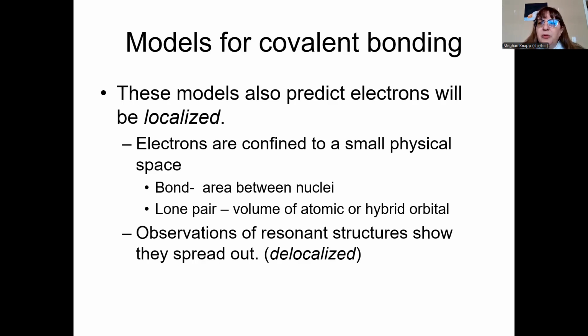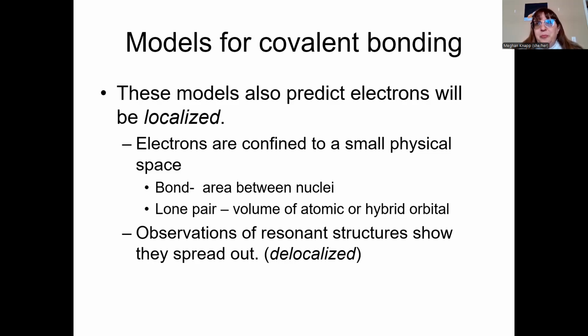And then one other problem with these models that I didn't put on here is that you might ask the question, well, how does an atom know what kind of hybrid orbitals it needs to form before it makes a new molecule?